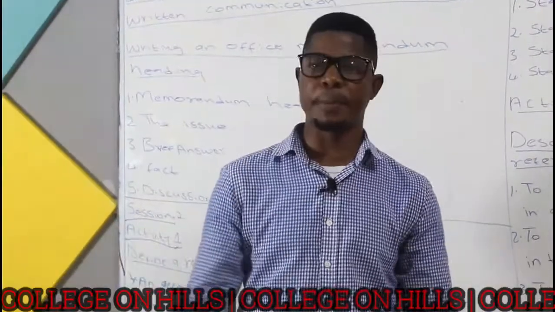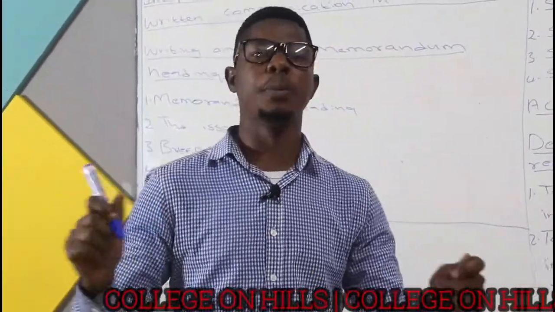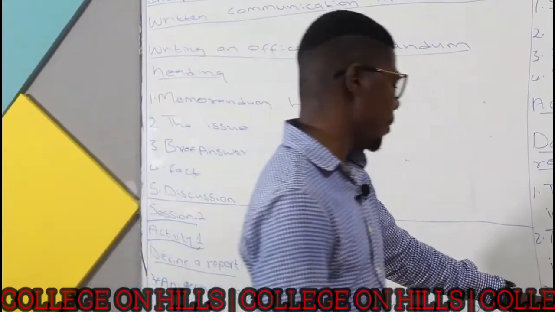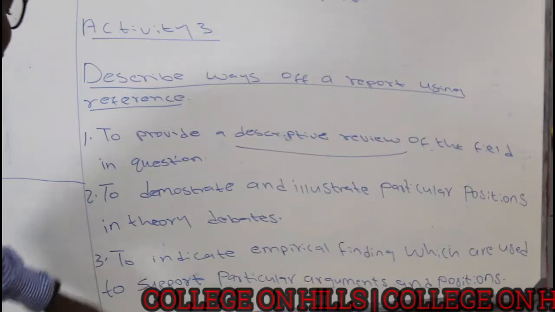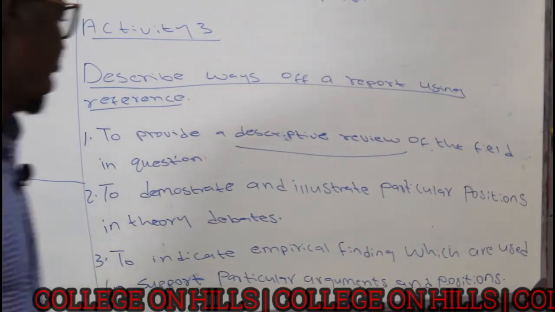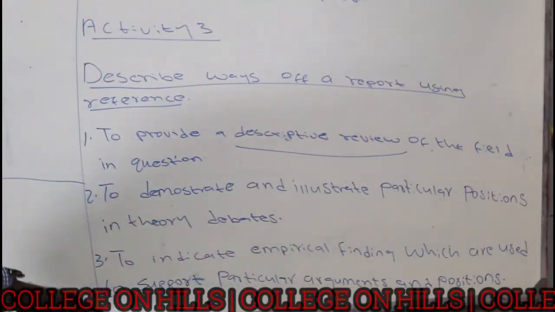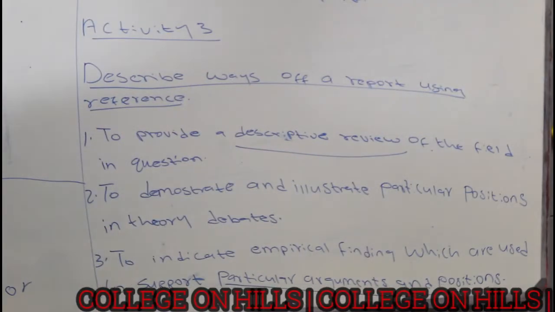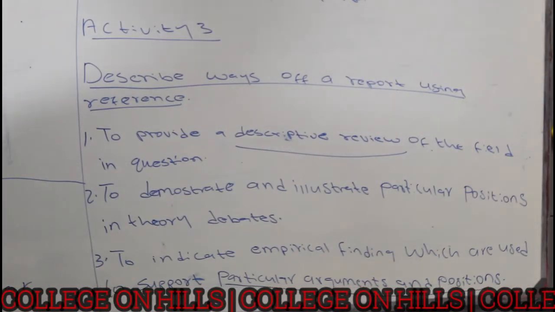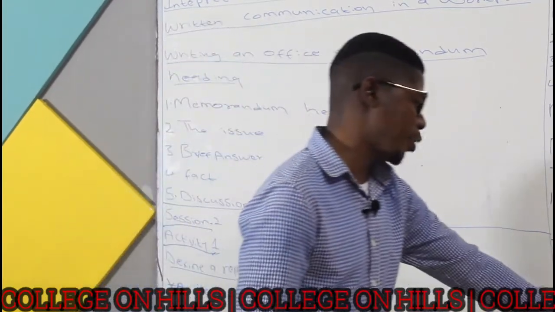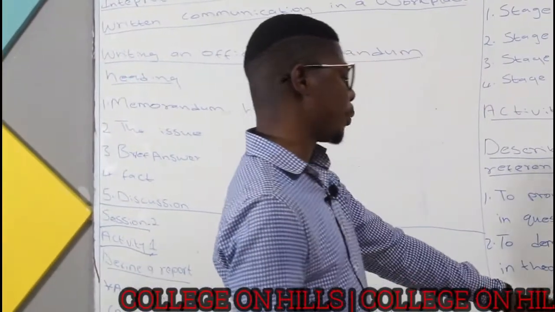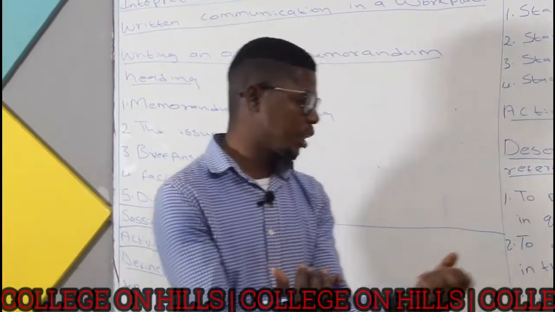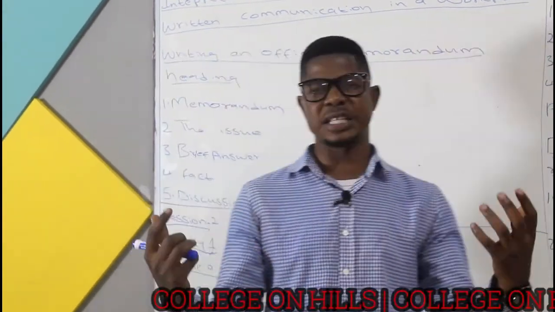When we speak of the theory debate, we're speaking of whatever you will be writing that needs to be in your report. Then last but not least, guys, we're going to be focusing on point number 3, that says to indicate the empirical findings which are used to support particular arguments and position. So when you are writing your report, this is one of the ways that you must include. It will help you to indicate the empirical findings which are used to support the particular arguments and position.